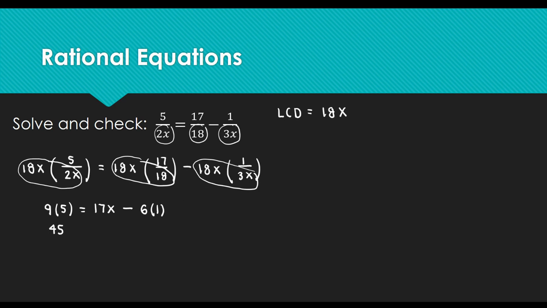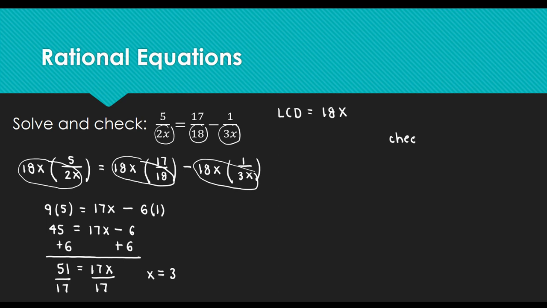Now let's start solving. So 9 times 5 is 45. That still equals 17x. 6 times 1 is 6. Now I can start solving for x. I'm going to add the 6 over to the other side. That's going to give me 51 equals 17x. I'm going to divide both sides by 17, and I'm going to get a value of x to be 3. But once again, I'm not going to circle that and say that's my final answer until I check my solution. And I absolutely do not want my denominator to turn into a 0. The moment it turns into 0, I know that that can't be a solution.